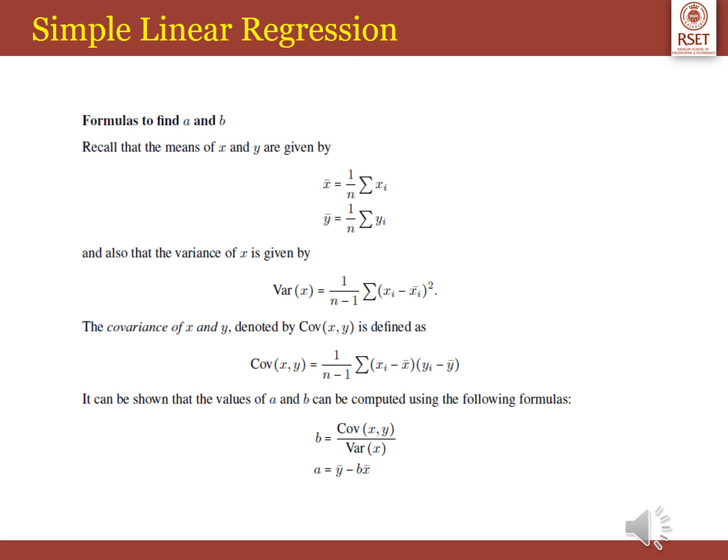Substituting the equations for variance and covariance in the previous equation, we will get the equation for B as covariance of xy divided by variance of x, and a is equal to y bar minus b into x bar.